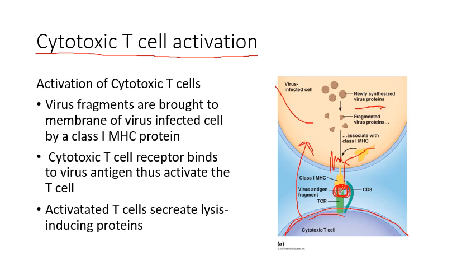So this binding of the receptor, this receptor that is specific for this antigen, activates a cytotoxic T cell. The cytotoxic T cell, when activated, secretes proteins that are going to induce the lysing of this virus-infected cell. So that's how the T cells go about it.